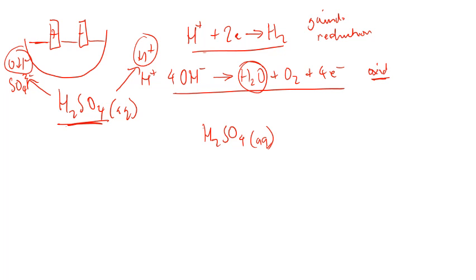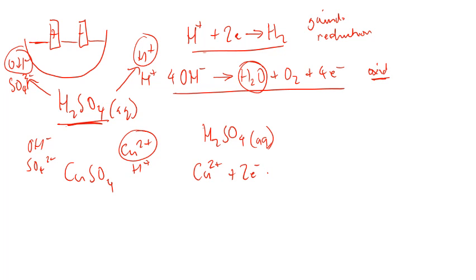Now, if you had a different one like copper sulfate, it will be exactly the same. You'll have your hydroxide, you'll have your sulfate, you'll have your copper 2 plus over here, you'll have your hydrogen. But copper 2 plus will win out at the electrode. So instead of your hydrogen, you'll have copper 2 plus plus 2 electrons reacts to form your copper atom. And then your hydroxide is discharged, so you'll have sulfuric acid left behind. And all acids are always aqueous.